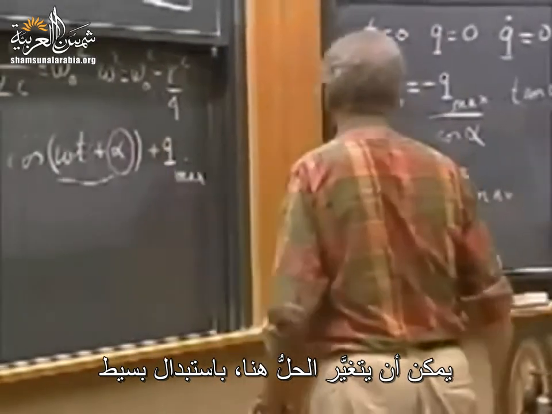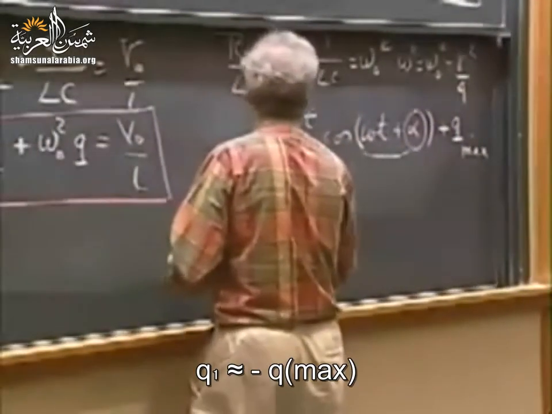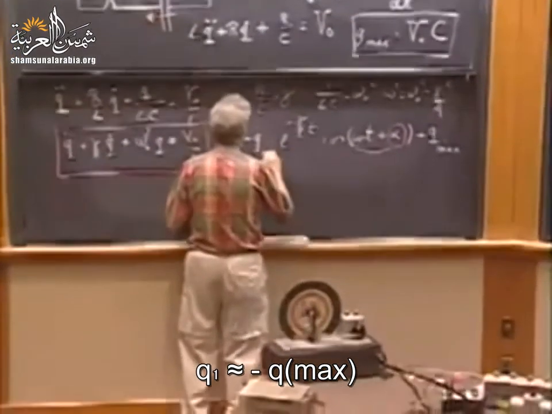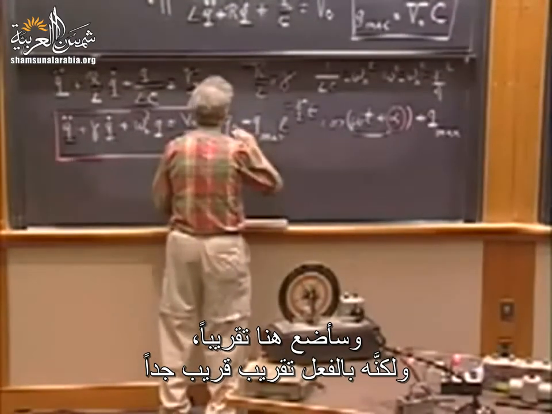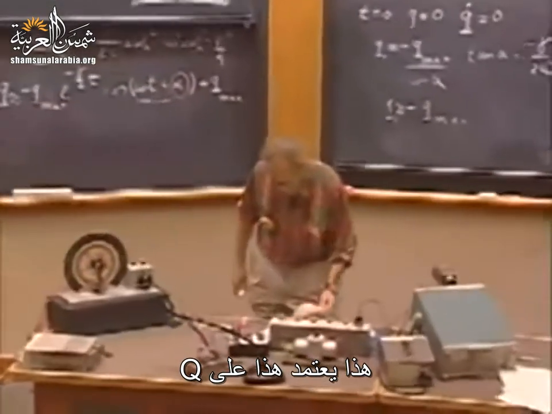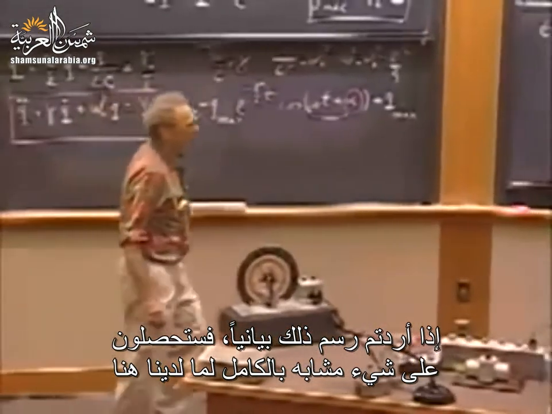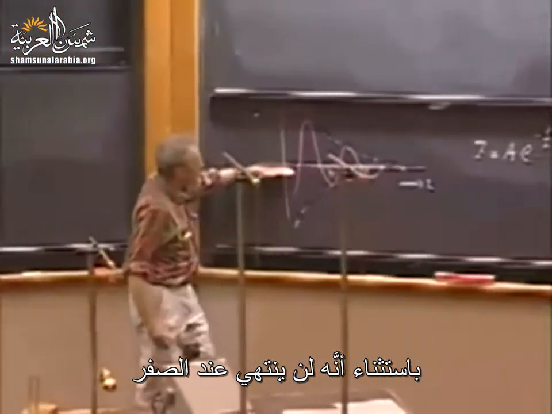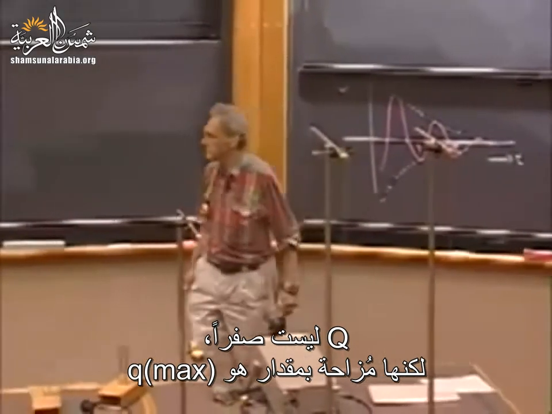And so therefore, my solution here can now be changed by simply replacing the Q1 by minus Q max. And truly it should be an approximately, but the approximation is extremely close. Depends on Q. If now you want to plot this, you get, of course, something completely similar to what you have here, except that you do not end up at 0. The Q is not 0, but it's offset by this Q max.